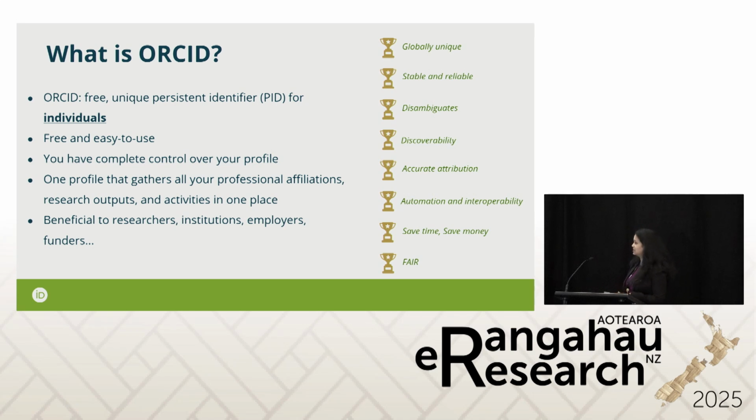And as a persistent identifier, it has all the benefits of being globally unique and reliable, it disambiguates, it allows discoverability and correct attribution of work. And by being FAIR, that is findable, accessible, interoperable, and reusable, it allows you to save time and money.